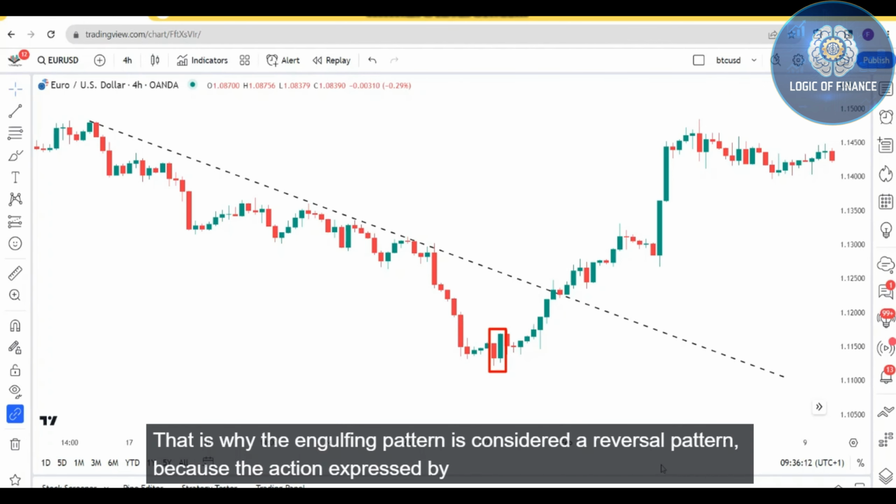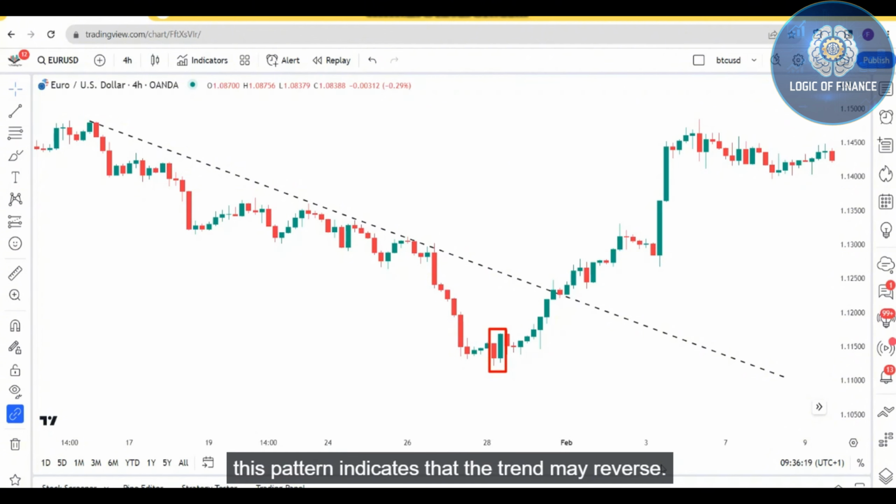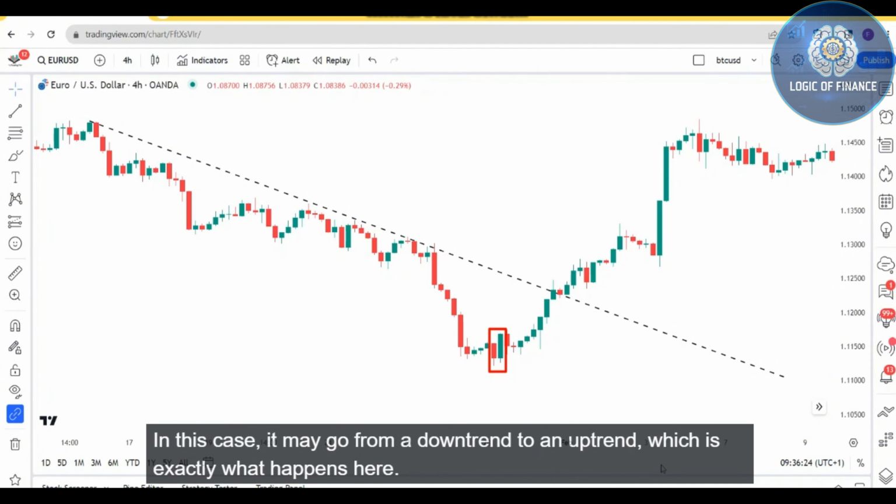That is why the engulfing pattern is considered a reversal pattern, because the action expressed by this pattern indicates that the trend may reverse. In this case, it may go from a downtrend to an uptrend, which is exactly what happens here.